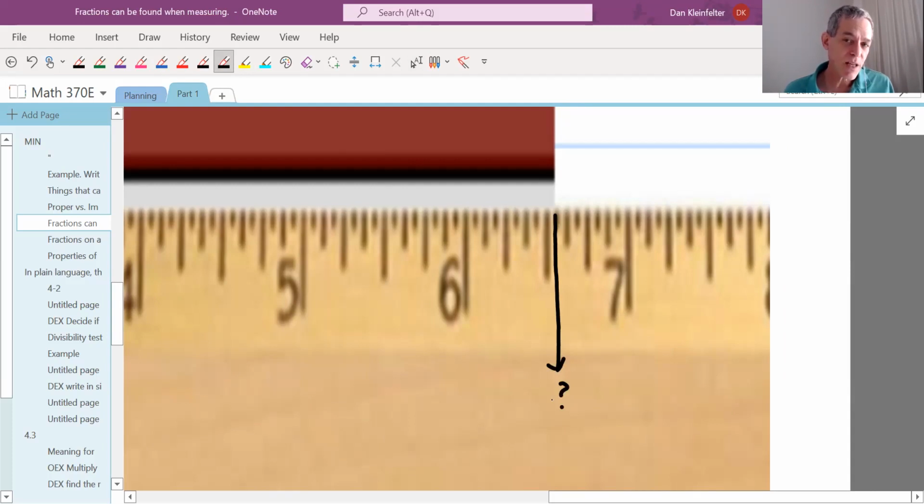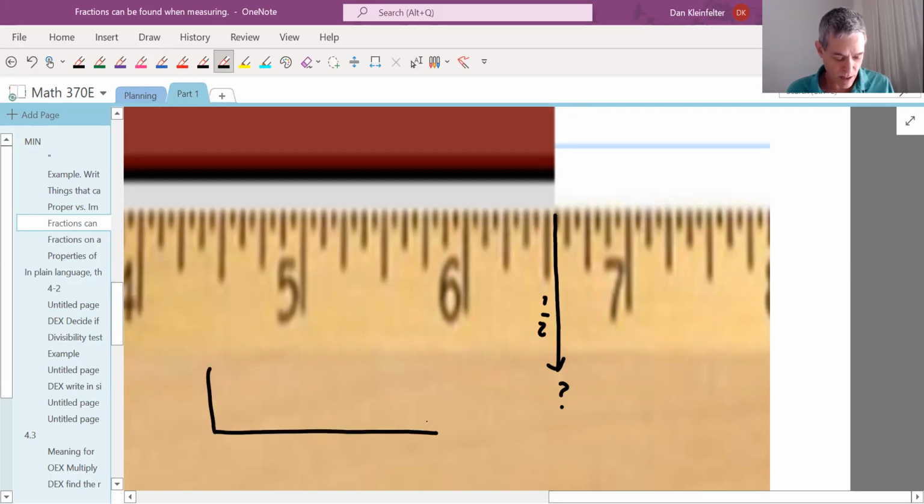So you should pause the video and see if you can figure out where that will be. Okay, so do that. All right, so then you're back with this. The longest lines are the whole numbers of inches. So then right here, we should be at halves. So that's 6 1/2. And then halfway between 6 1/2 and 7, this should be the 3/4 mark.